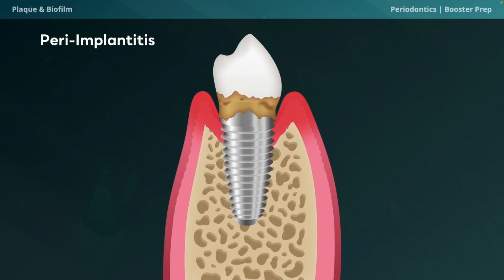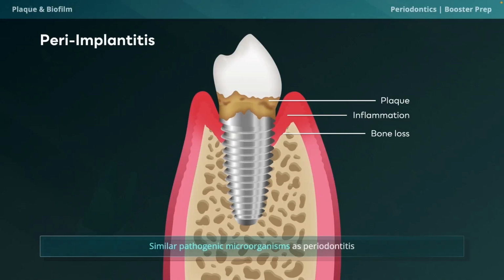So this is caused by plaque that accumulates around the implant, and in response to that, we have inflammation, and as a response to that, we see bone loss around the threads of the implant. So it's similar to periodontitis, but happens around implants instead of natural teeth.